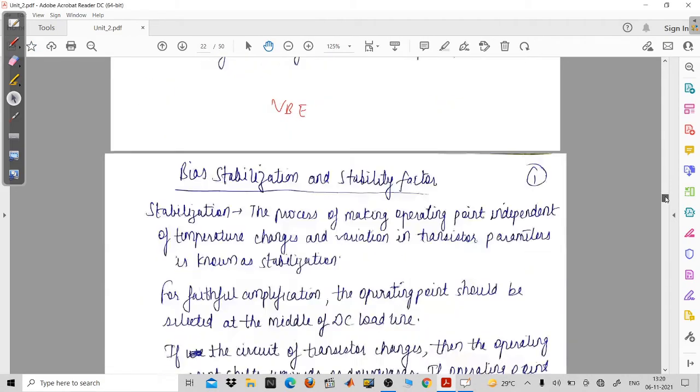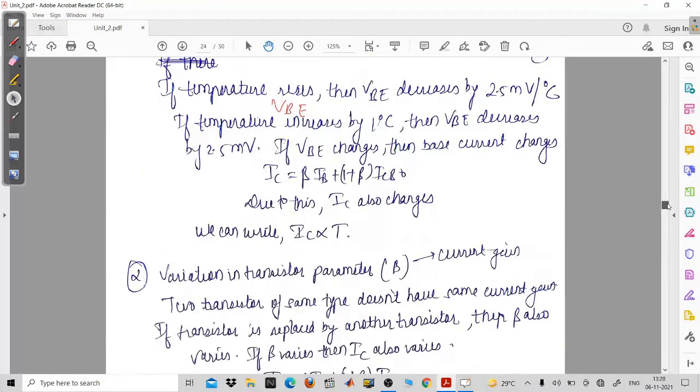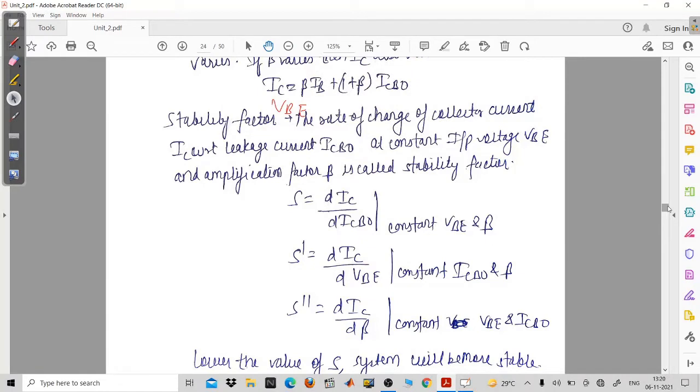So now we will have the stability factor. Now, what is the stability factor? Stability factor is explained as the rate of change of collector current with respect to the ICBO. It means how the collector current changes with the change in the ICBO. So we can say that if the value of the stability factor is lower, then the system will be more stable.